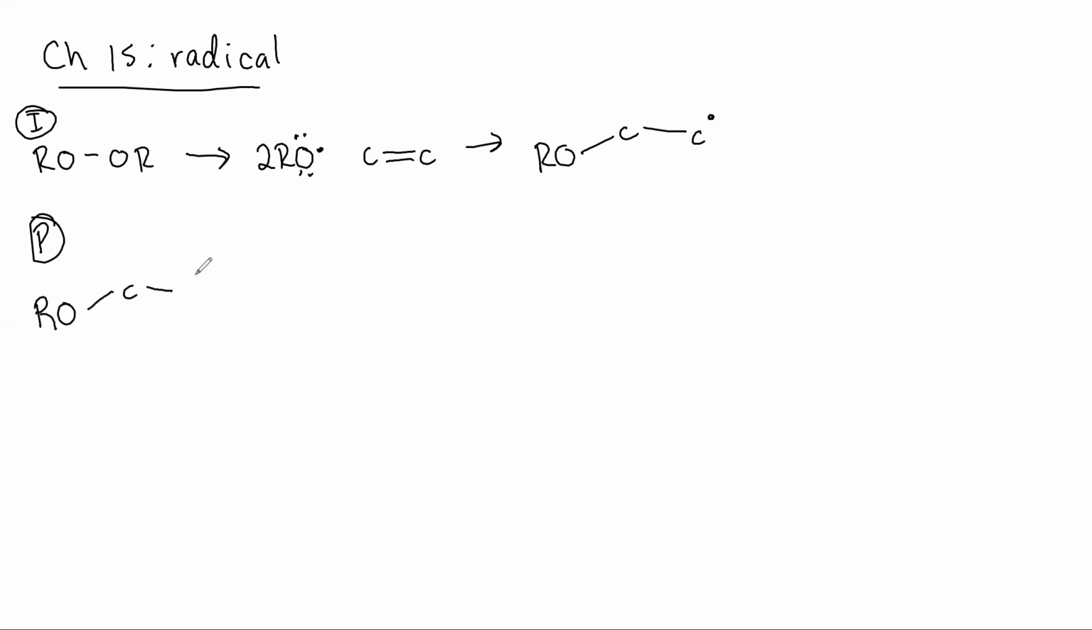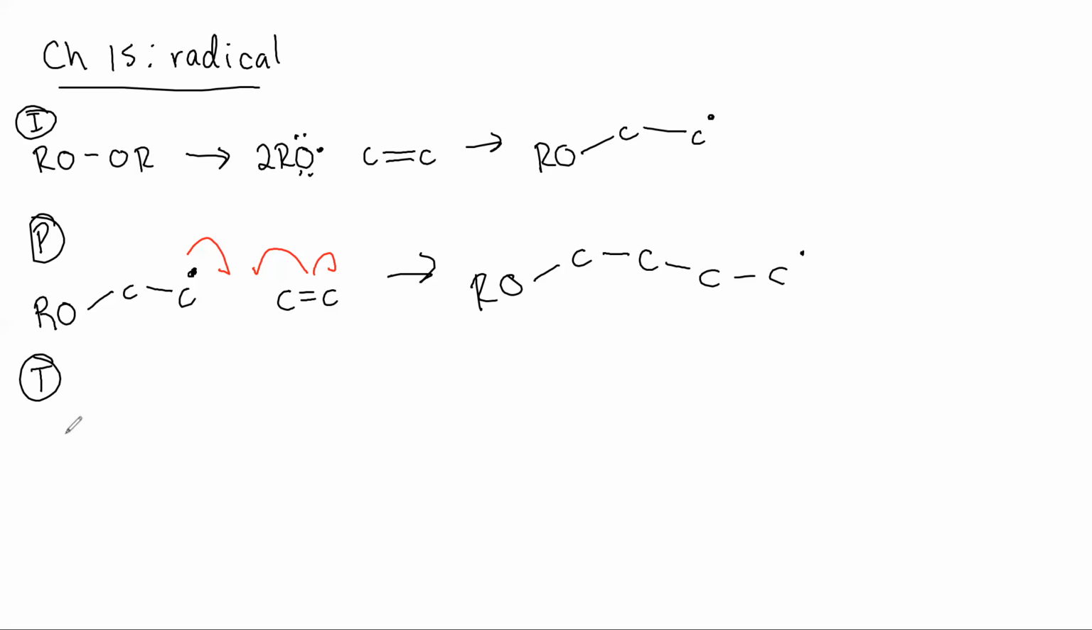So now we have our radical here. And so then what it's going to do is it's going to attack the next monomer, and then create a new radical. And so then this will continue on and on until it's stopped by something, until it meets another version of the polymer. So the termination occurs when we have one version of the polymer right here.